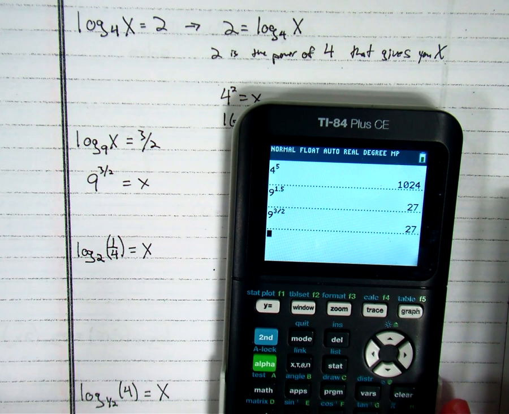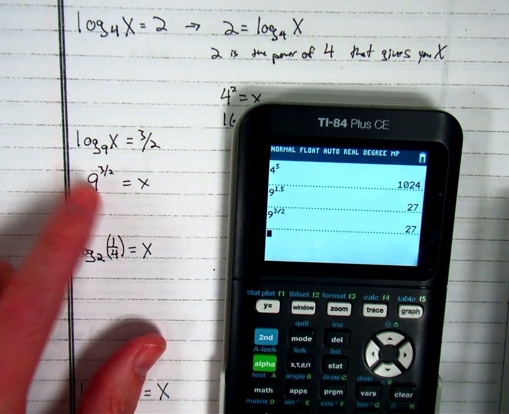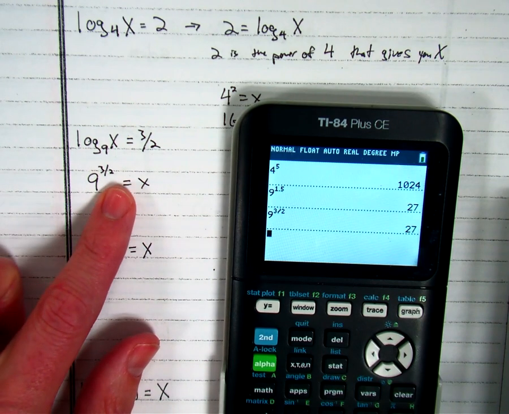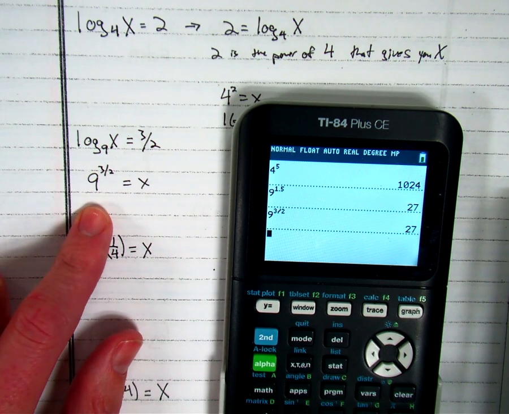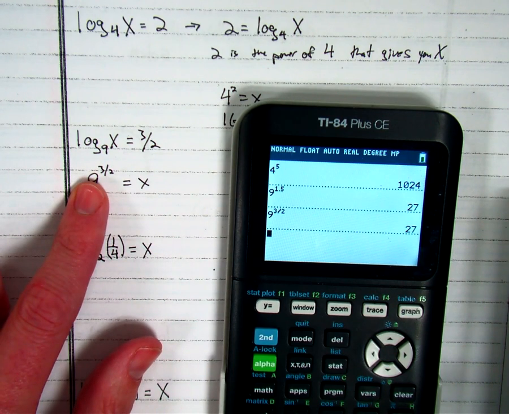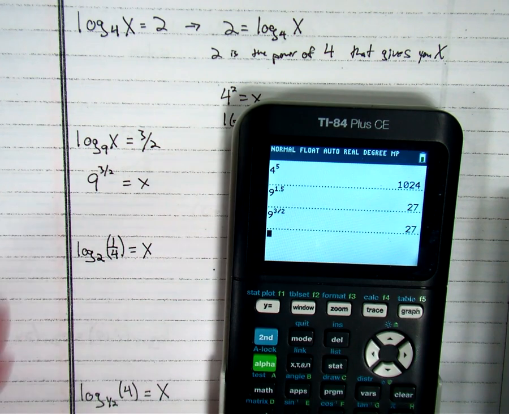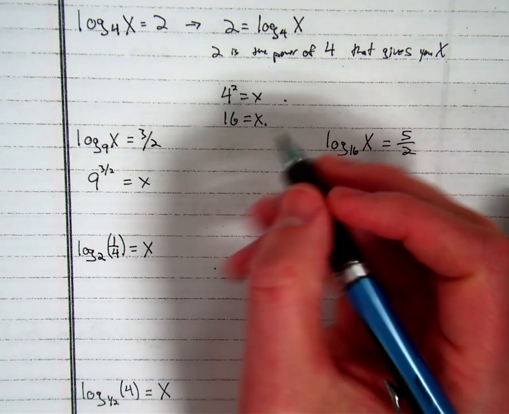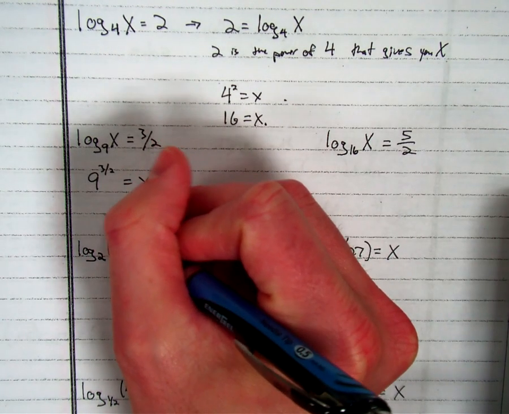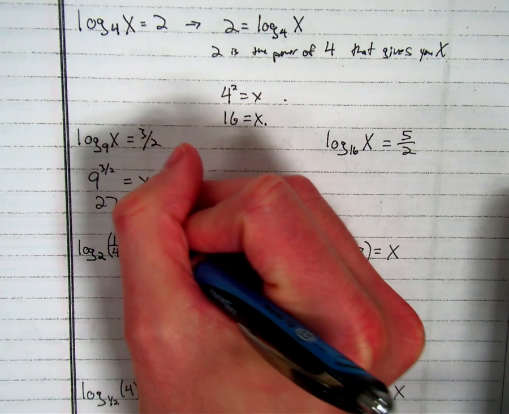Or we could use our brain. We had fraction exponents a little bit ago. The bottom number is your root, so that's the square root of 9, so that takes it down to 3. And then the top number is your power, so 3 to the third power is 27. So that's another way to do it mentally using our past knowledge from previous units. 27 equals x.